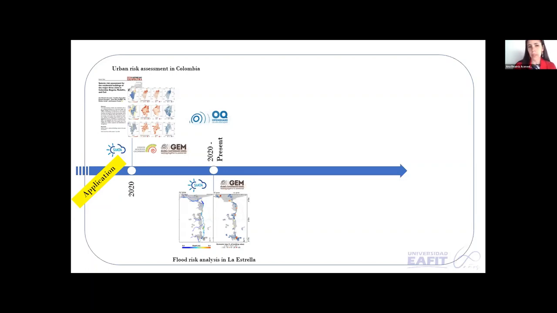And there is another project that I would like to share with you. Right now, we are doing a flood risk analysis in Estrella, a municipality near Medellin. We are doing this in collaboration with the early warning system of Medellin. They are doing the flood hazard analysis, and we are using OpenQuake to perform the flood risk analysis. So OpenQuake is a tool that can be used for more than just earthquakes.